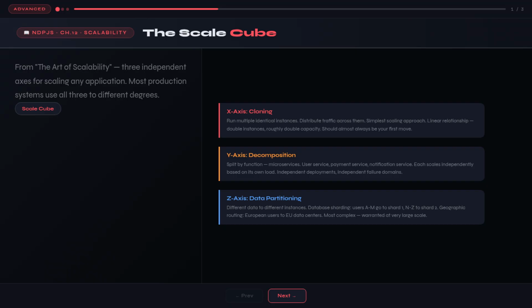The x-axis is cloning: run multiple identical copies of your application. Each copy handles a fraction of the traffic. This is the simplest form of scaling and should almost always be your first move. The relationship is linear: double your instances, roughly double your capacity. Node.js is particularly well suited to x-axis scaling because Node.js processes are stateless by design in most architectures.